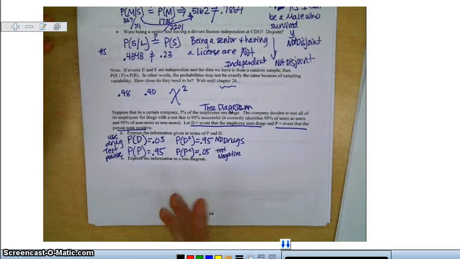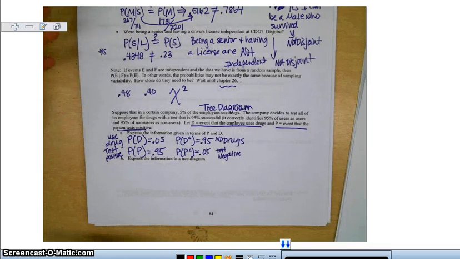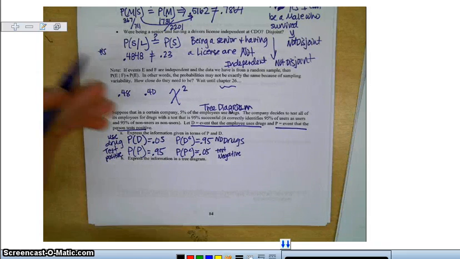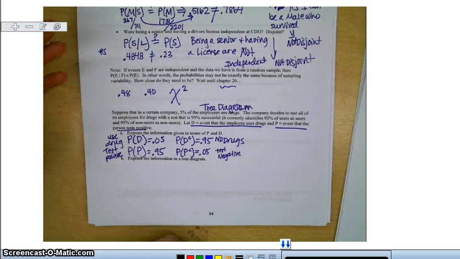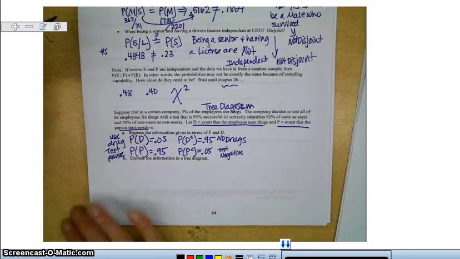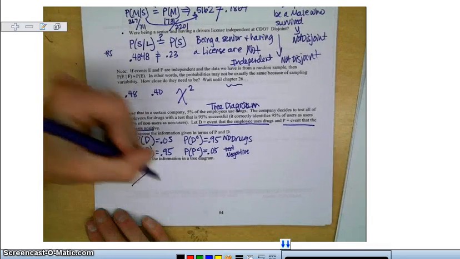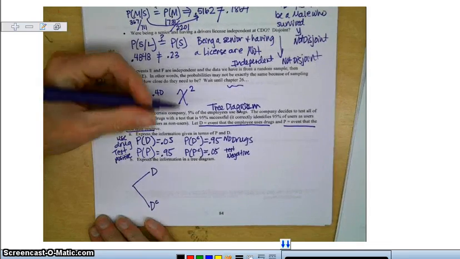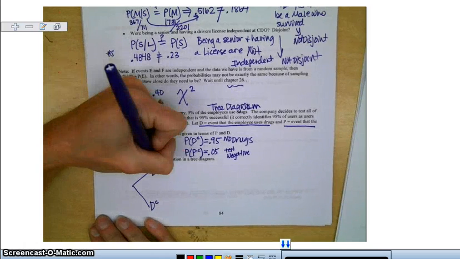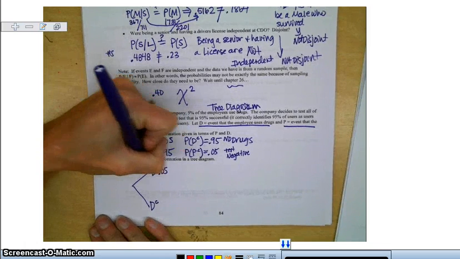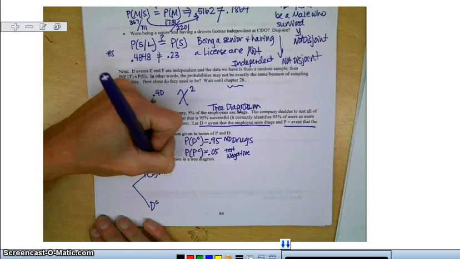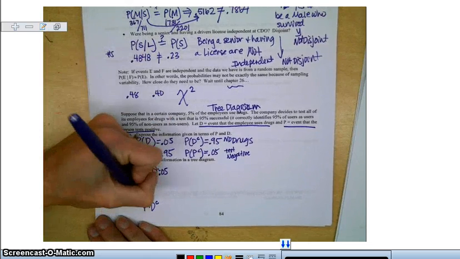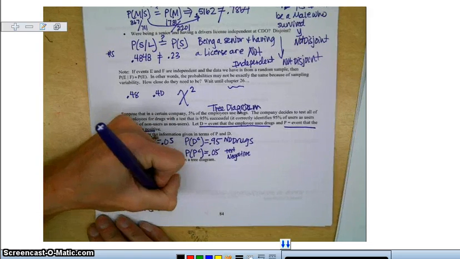So for a tree diagram, we basically start with the type of employees the company has. You just have to start somewhere where there's just two groups. There could be three groups, like you could have different groups of political parties. So the first thing, I'm going to split this into drug users and not drug users. The probability of being a drug user is 0.05. The probability of not being a drug user is 0.95.